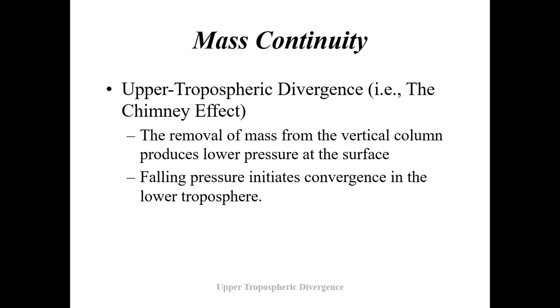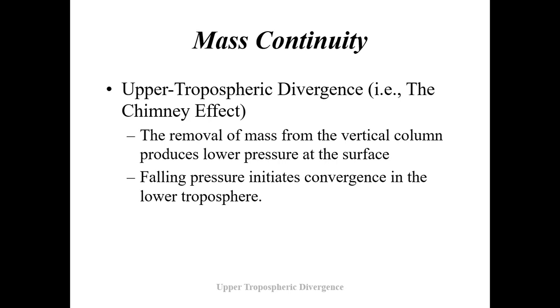I did mention this before when we talked about pressure systems. On that training video, we talked about the chimney and the damper effect. Due to mass continuity and the conservation of mass, if you take mass away from one point, you've got to replace it from somewhere else, or if you add mass at one point, it works both ways. In this case, when you have upper tropospheric divergence, so the troposphere is the first layer of the atmosphere that goes from the surface and extends well up into the upper atmosphere. Divergence in the upper layers of the atmosphere, you're removing mass. It's known as the chimney effect.